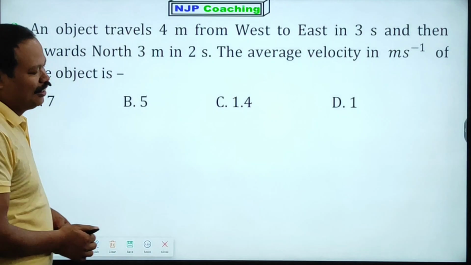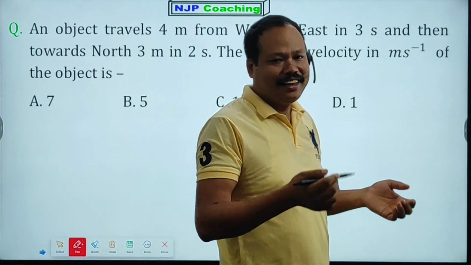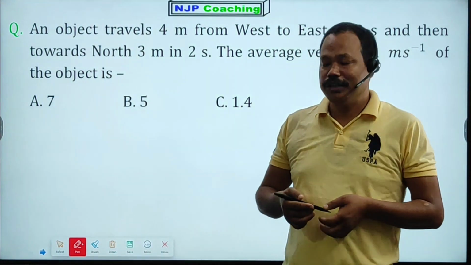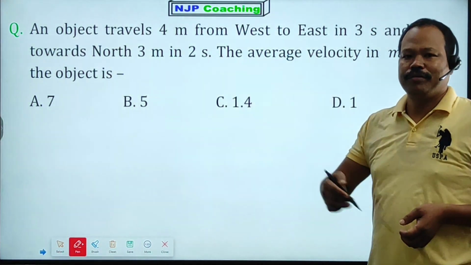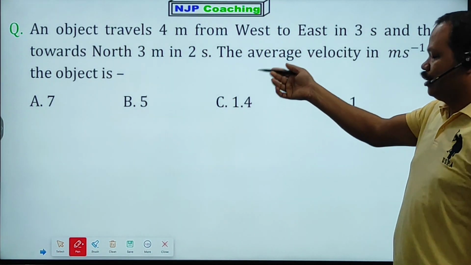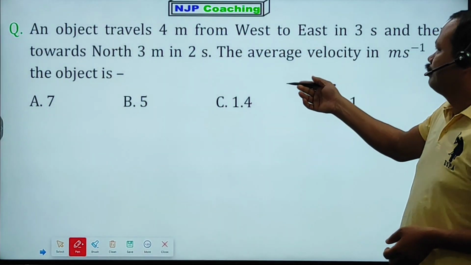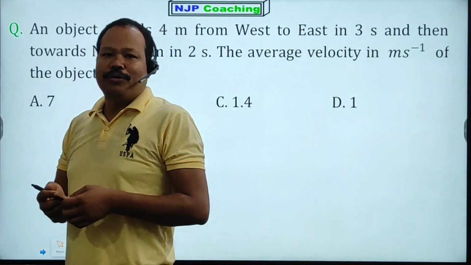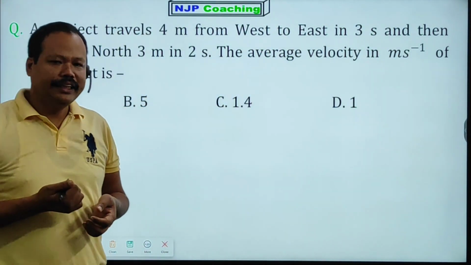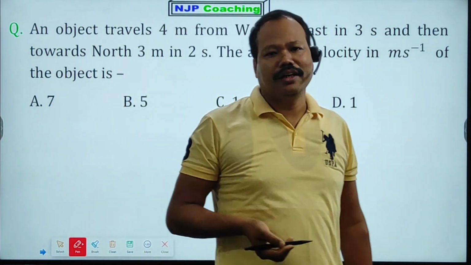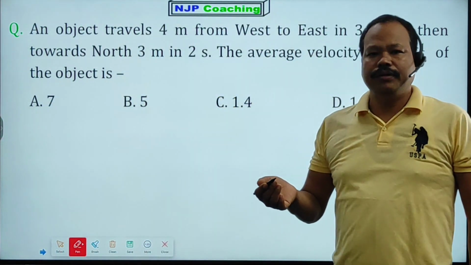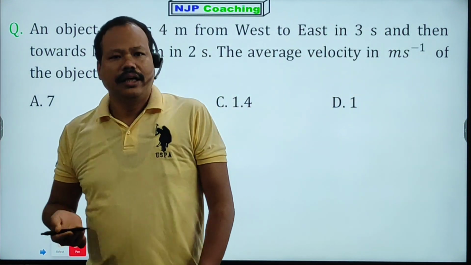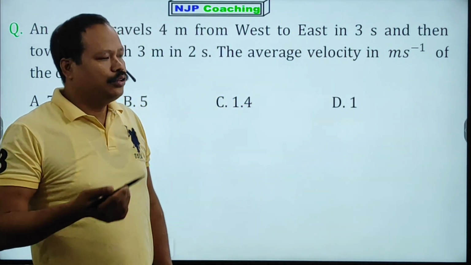Okay. This question I discussed, and that time I mentioned, sometimes the same question may come to find average velocity. First I discussed how to find average speed. Now it is mentioned to find average velocity. An object travels 4 meter from west to east in 3 seconds and then towards north 3 meter in 2 seconds.